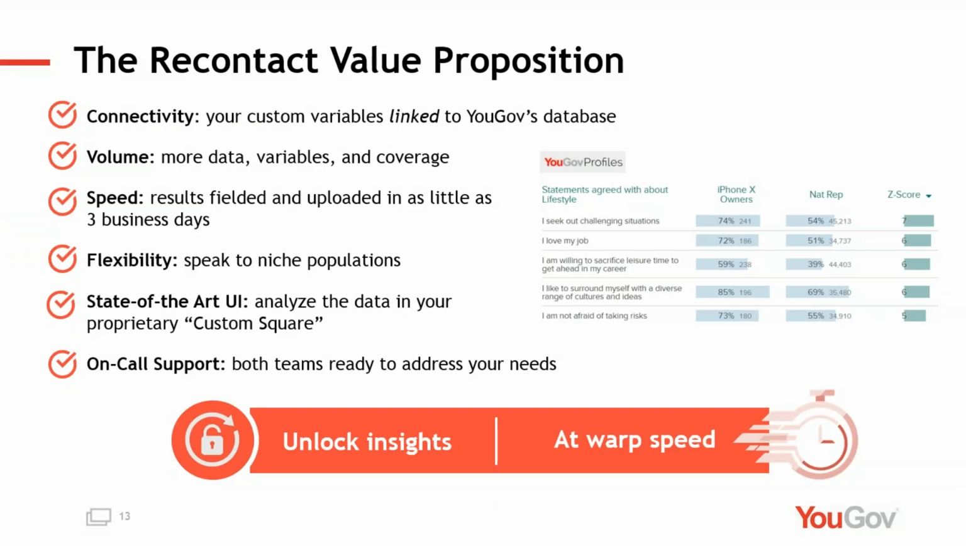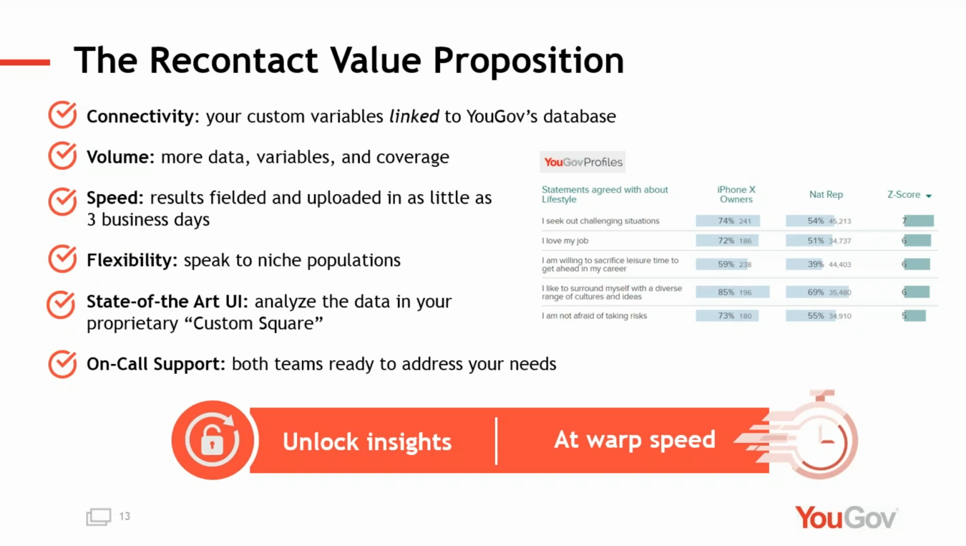So here's the value proposition. Connectivity really goes hand in hand with volume, which is the bullet right beneath it. So we're a tech-savvy firm. We're able to connect your results to the, as Alice mentioned, 290,000 plus variables we're already collecting on our respondents. With that tech savviness comes speed, our third bullet. Just this week, our data services team was able to field and upload a client's custom results to profiles in as little as 3 days. That's an amazing turnaround for getting rapid answers to your questions.